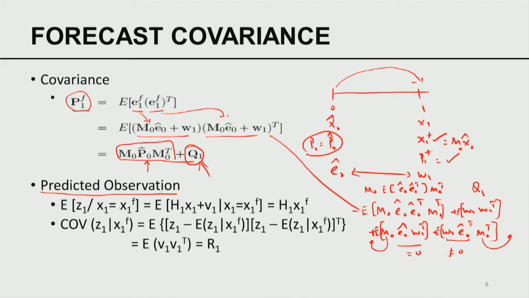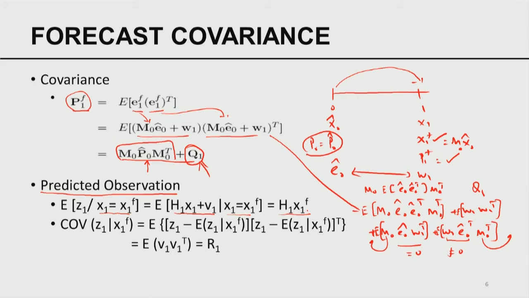Z1 is given by Mother Nature. But I'm interested in the conditional expectation of Z1 with respect to X1 being equal to X1F. That is my condition of knowledge. I would like to get Z1 from the model, Z1 = H1 X1 + V1, with X1 equal to X1F. This is again the conditional expectation of the linear operator. The conditional expectation of V1 given X1 is 0. Therefore, the model predicted observation is H1 X1F.